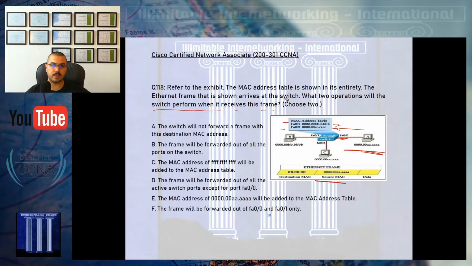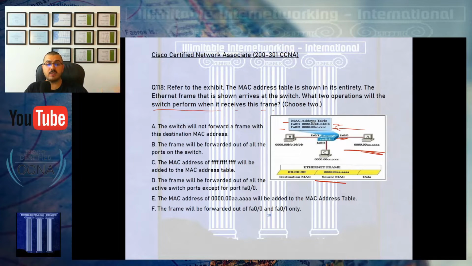Okay, so we have two cases. Case number one, when some frame wants to reach a MAC address that's not added in the MAC address table, the switch will have no idea where to forward that frame, so it will flood it out of all the interfaces, the broadcast flooding, except for the interface that the frame came from. So this is when a switch wants to forward the frame to an unknown destination.